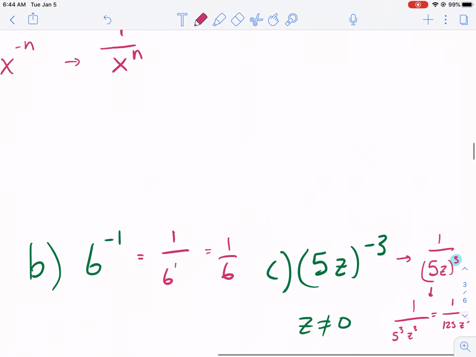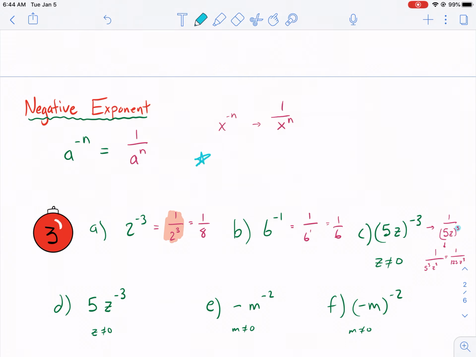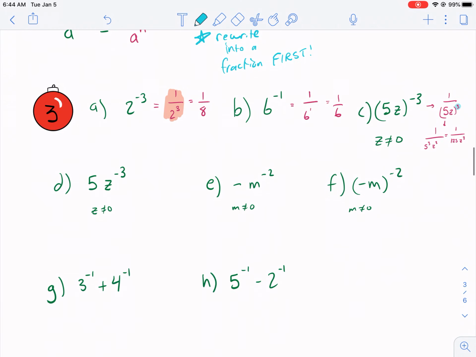Now, the first thing you should always do with negative exponents, and I should have kind of led with this, is you first want to rewrite into a fraction. You always want to do that first. So let me capitalize that, first. You always want to rewrite it into a fraction first.